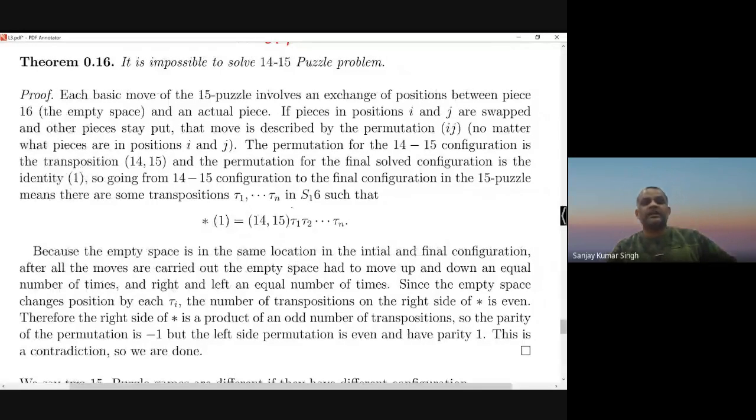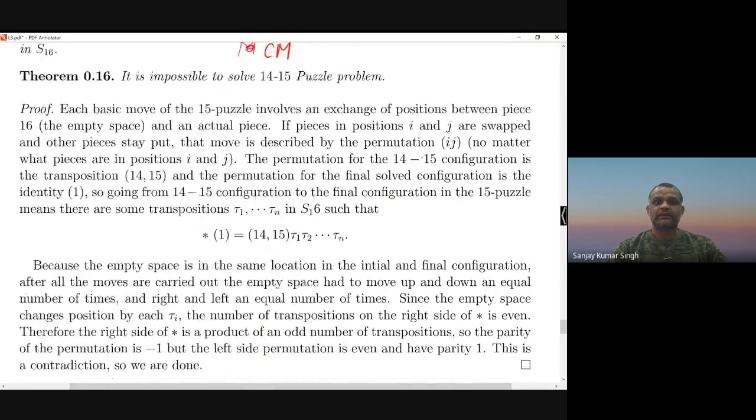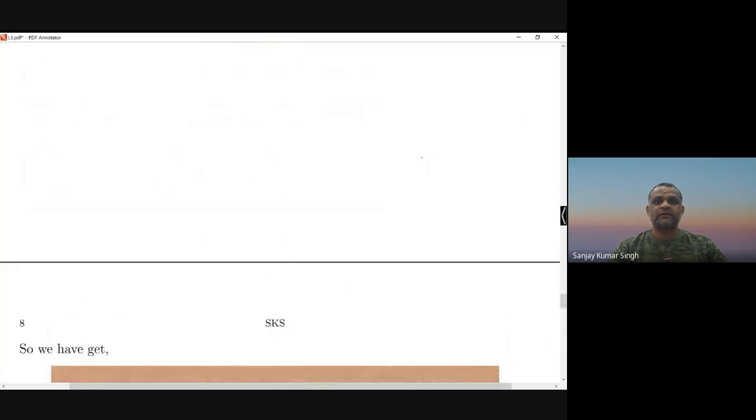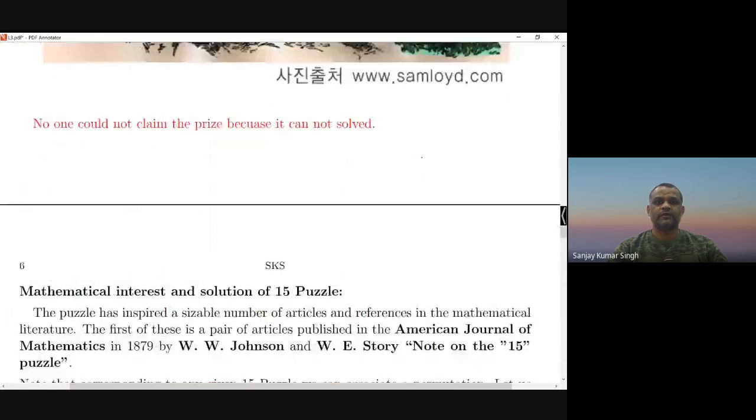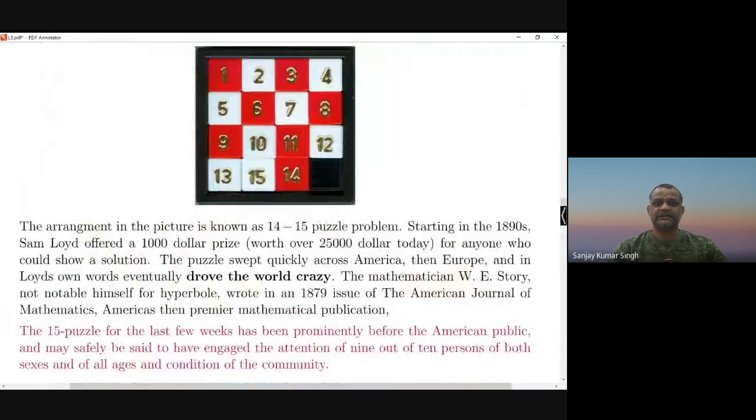So now I am saying that it is impossible to solve the 14-15 puzzle problem. So what is the 14-15 puzzle problem? I said I will start with this configuration. This is my configuration, this is the 14-15 problem I am saying. Everything is the same, only the interchange is between 14 and 15.